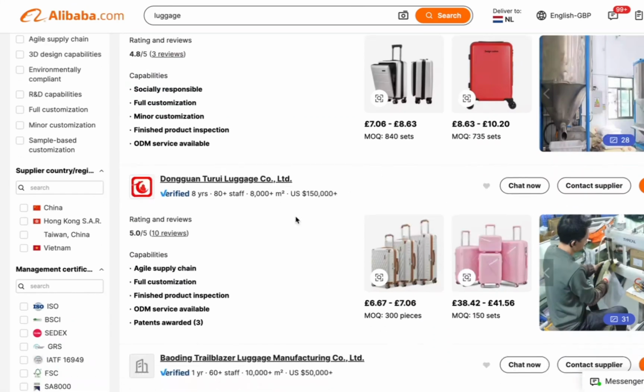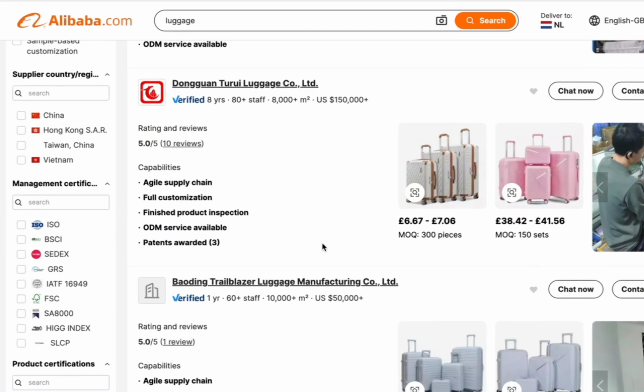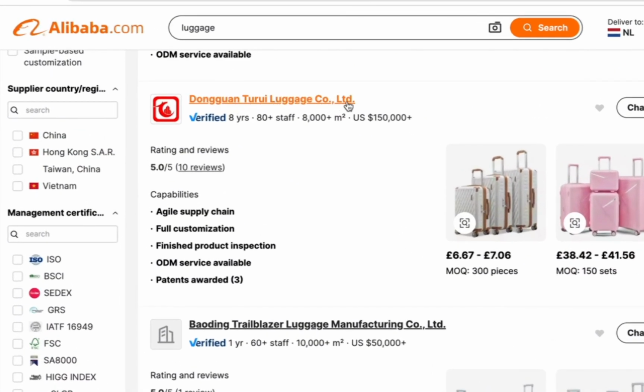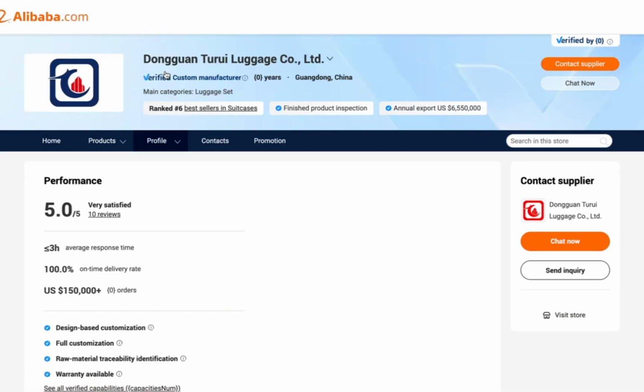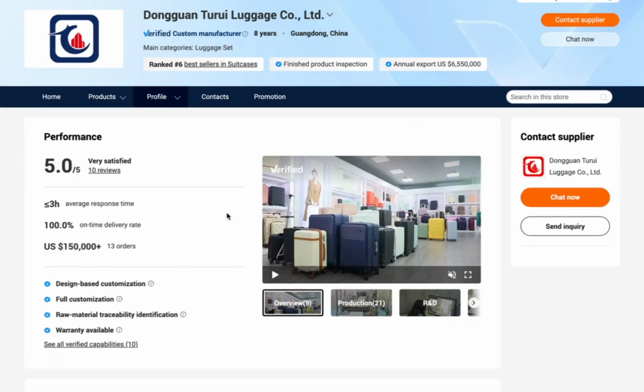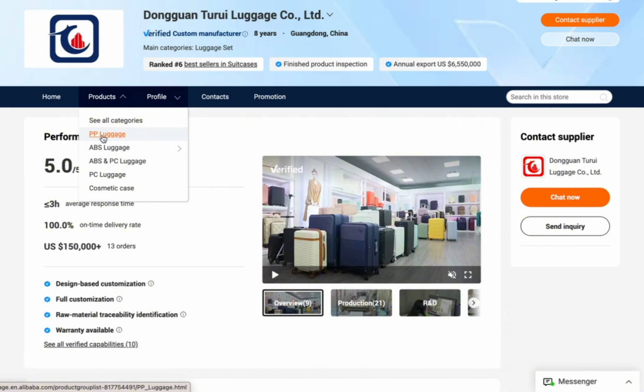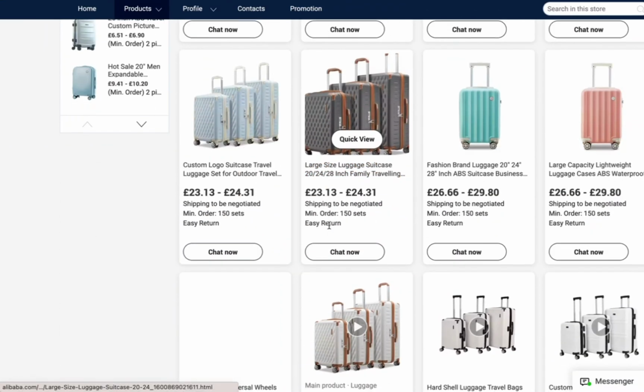Let's take a look at the next supplier. From the structure of their company name, it's clear that they specialize in production of suitcases and bags. They have been in business for 8 years. Let's immediately review their product catalog. I see that they have what we are looking for. They offer PP and ABS luggages.